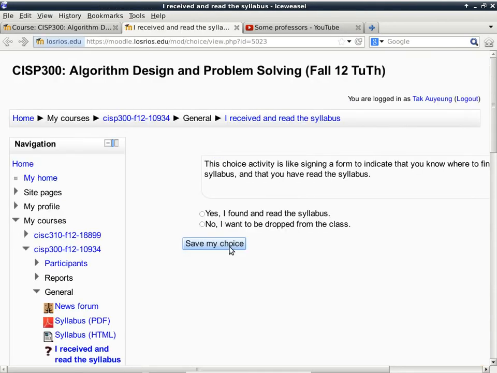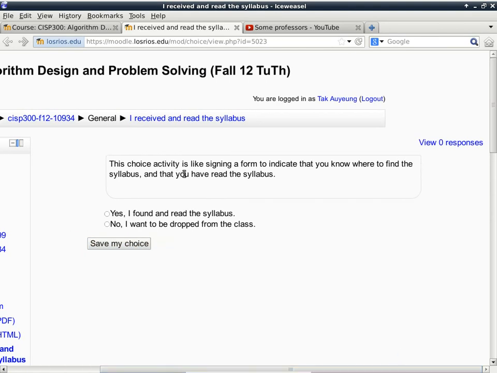When you click this choice activity, it will ask you a question. The choice activity is like signing a form to indicate you know where to find the syllabus and that you have read the syllabus. You have two choices because it won't let me have one single choice.